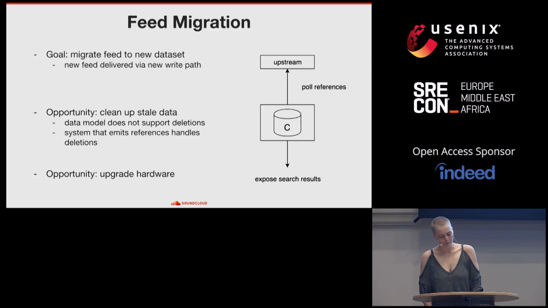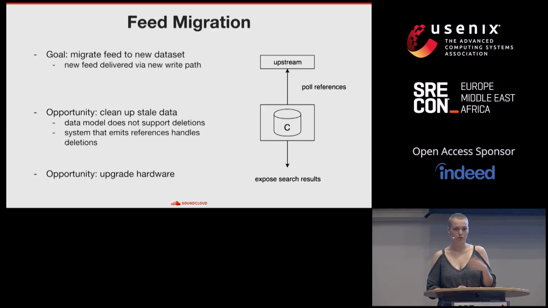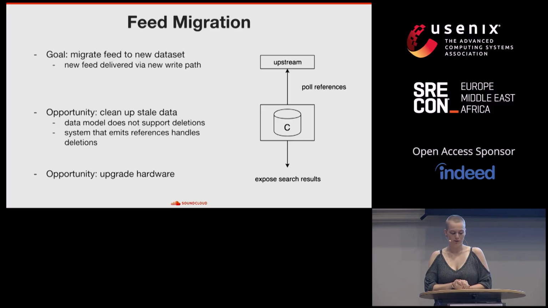Okay, so this is the justification for why we wanted to move. We had this product need, and we wanted to just migrate this feed to the new data set. So we got started, and we set up the writing. We started with setting up a new cluster and hooking it up to the new write path, so no longer the polling. And everything seemed to go okay.